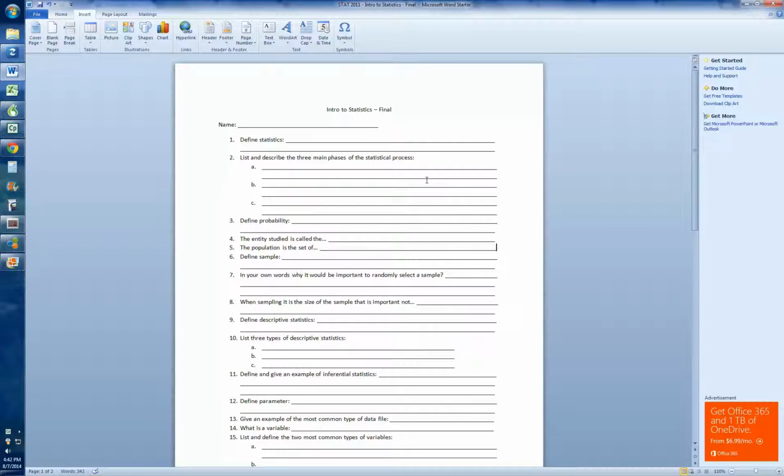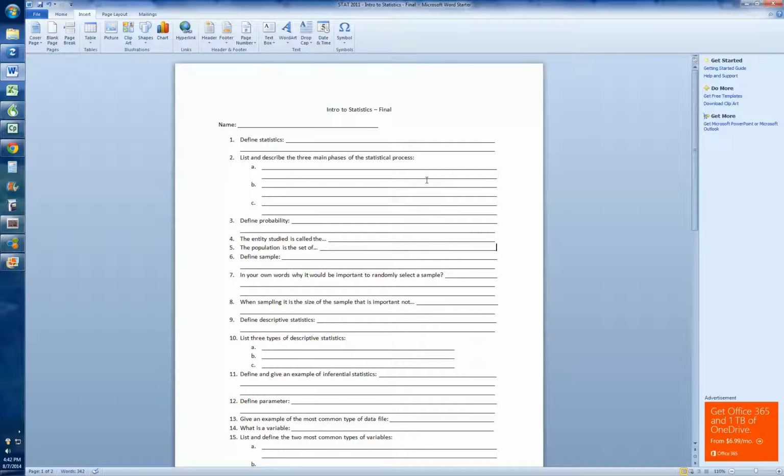Alright, number one, define statistics. It's kind of twofold. It's first the design of a study, and second, analyzing the data from the study to gain understanding. Right? So it's first the design of a study, and second, analyzing the data that the study produced to gain understanding.